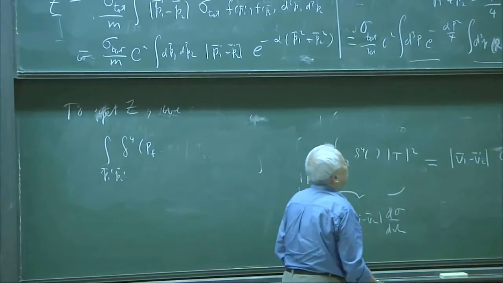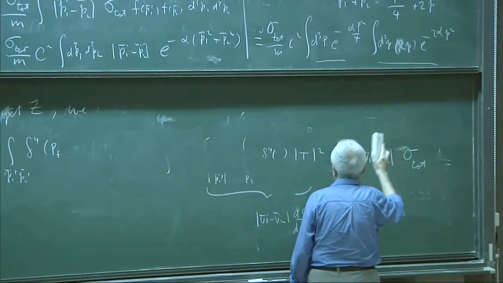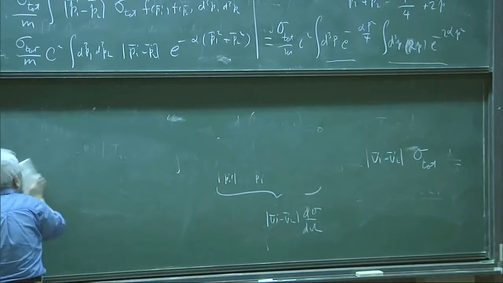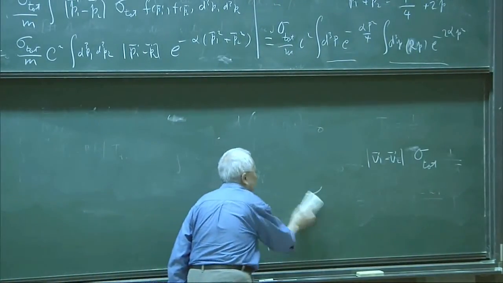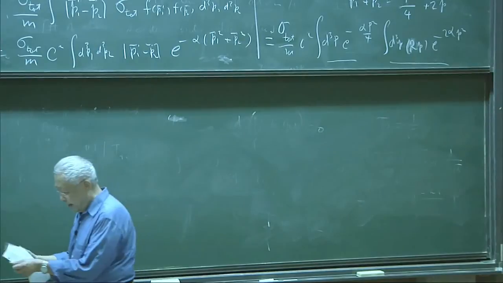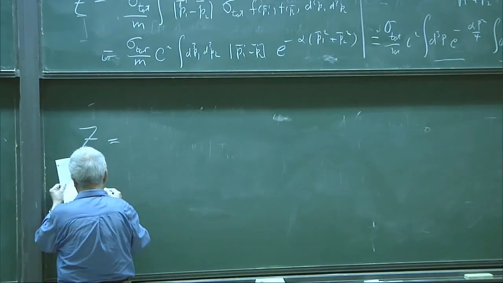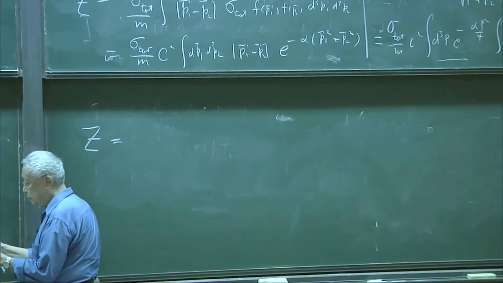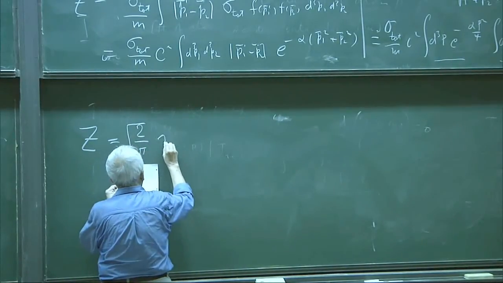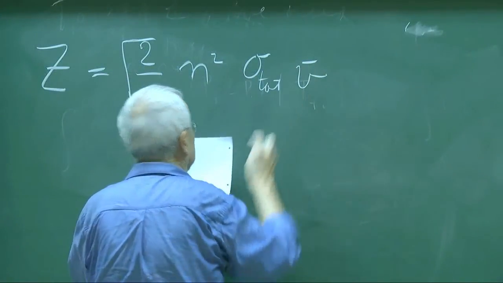The second is an exponential integral because the 2p is a derivative of the exponent. So it's not even Gaussian. It's just exponential. And the answer is that z is equal to (2 over root pi) times the density squared times the total cross section times the average velocity.